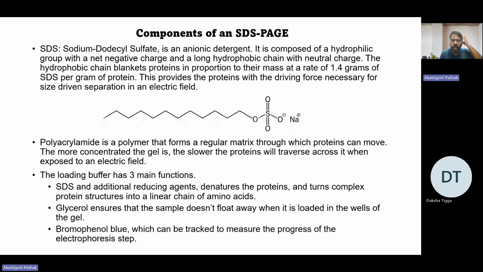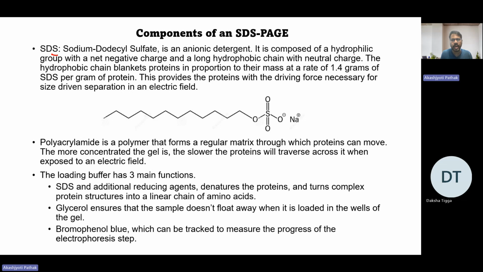Now, what are the components of an SDS page? So the first component is SDS. SDS is a detergent, basically. It is sodium dodecyl sulfate. So it has a 12 carbon hydrocarbon chain. There are 12 carbon units which form this long hydrocarbon chain. And then there is a hydrophilic group which is formed by the sulfate.